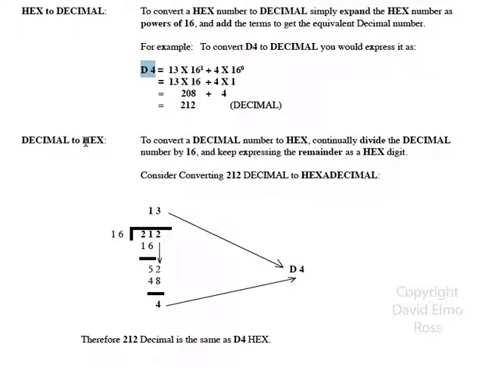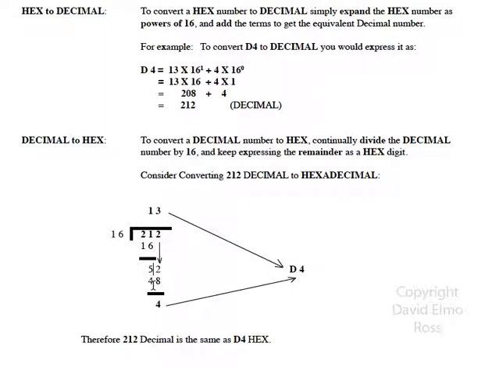If we want to go decimal to hex, what you're going to do is take 212 and divide it by 16. 16 goes into 21 once with a remainder of 5, and then you bring down the 2 to get 52.